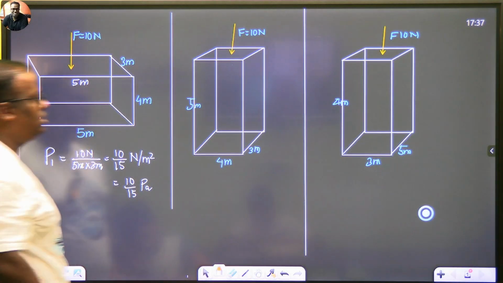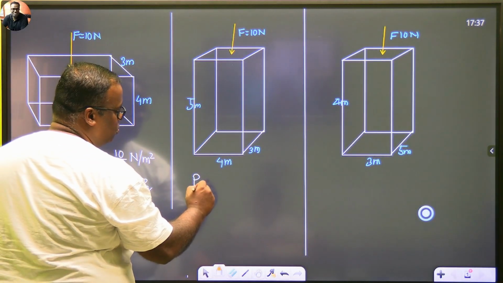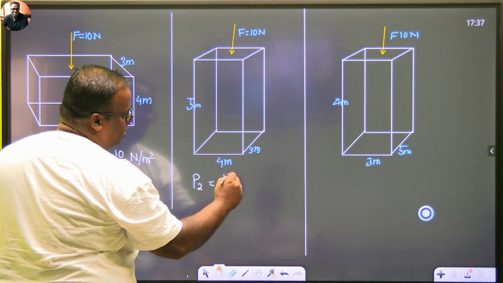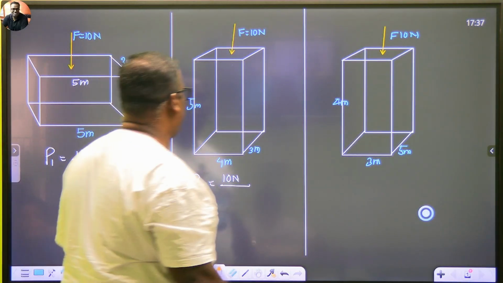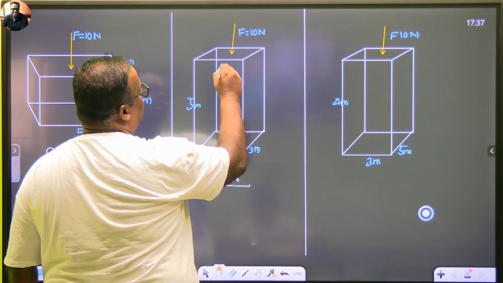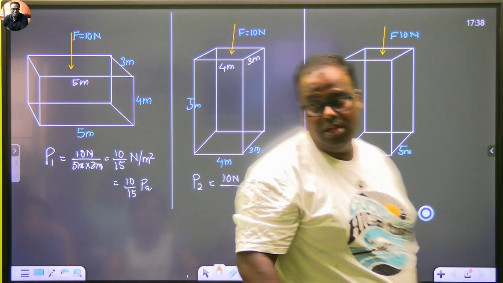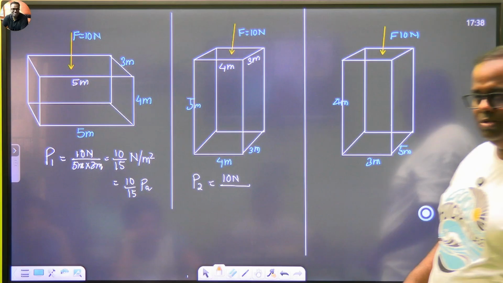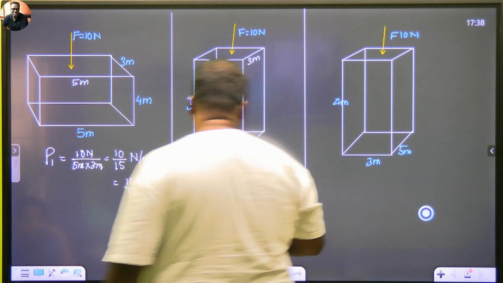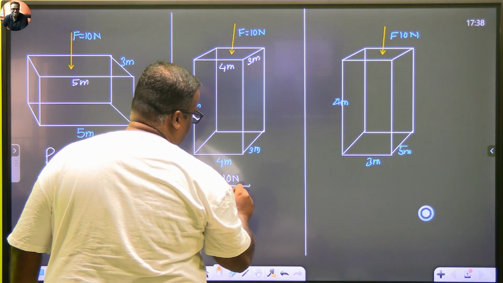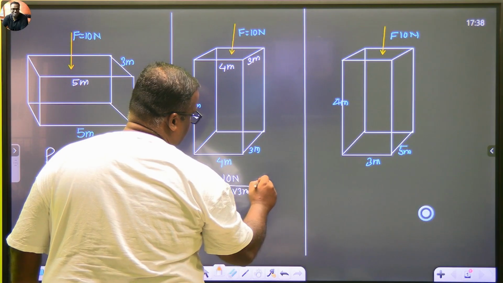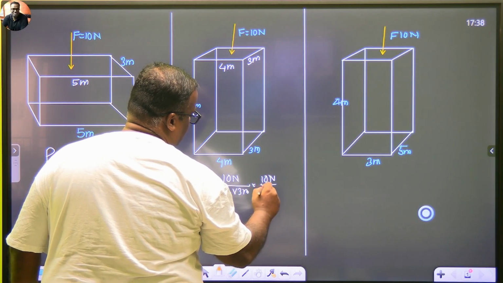Okay, let's see the second case. P2, the pressure, would be the same 10 Newton divided by the area. How much is the area? 4 meters multiplied by 3 meters. Did you understand? 4 meters multiplied by 3 meters. Okay, so 4 meters into 3 meters, which is 10 Newton upon 12 meters square.